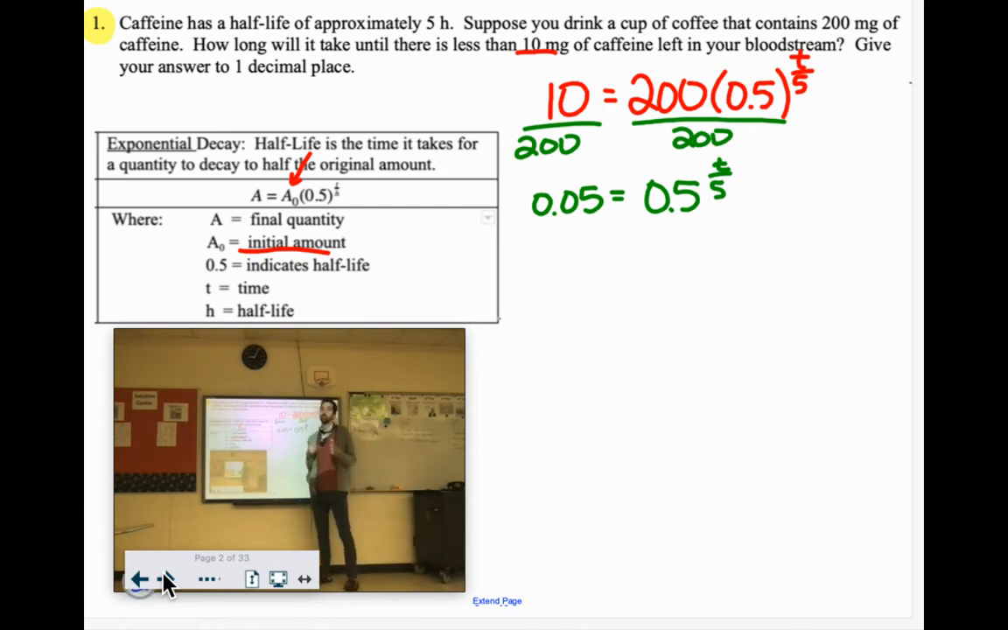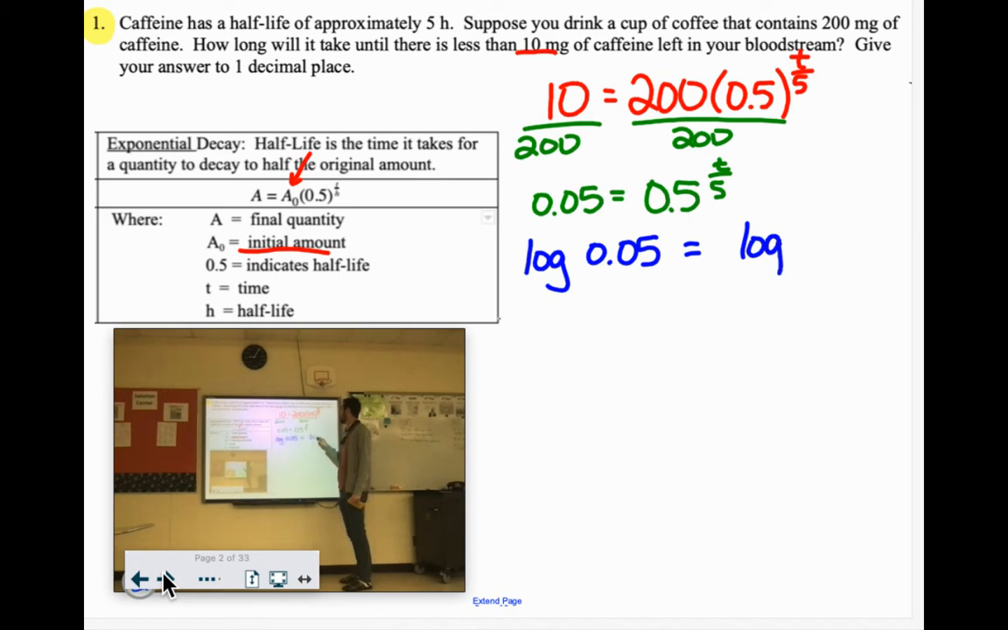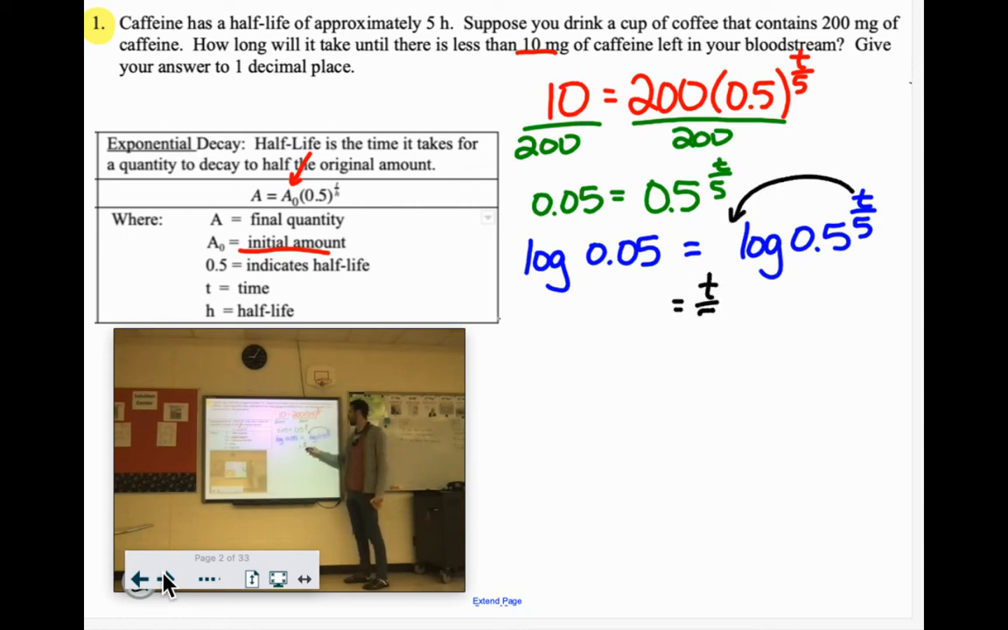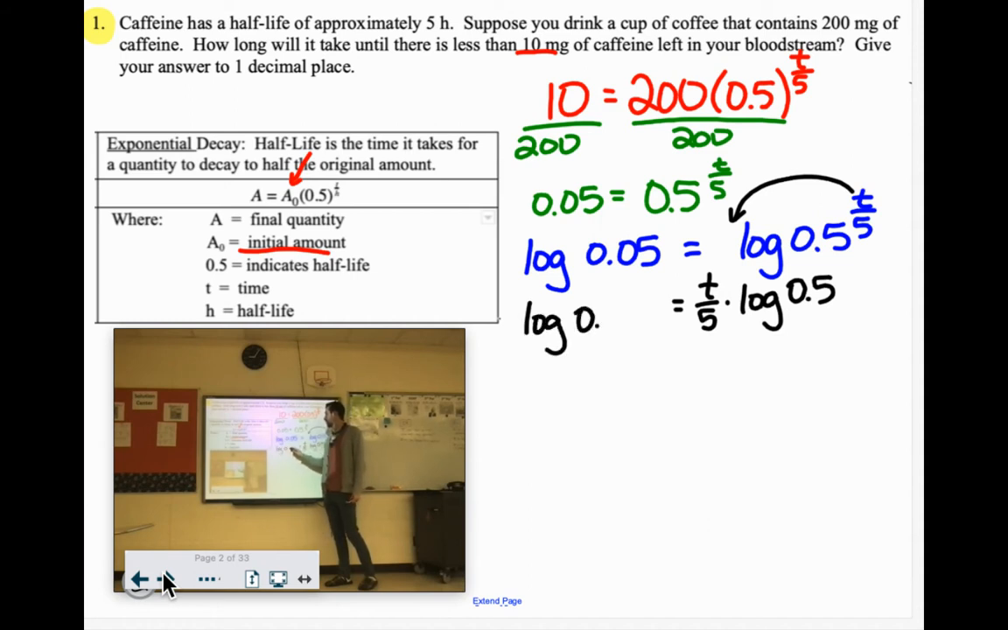All right, now, 0.5 to the whatever power gives you 0.05. I don't know. So what we can do is log it back. We can log 0.05 as long as we're doing the same thing to the other side: log of 0.5 to the t over 5 power. Now this is the part where we kick that t over 5 to the front, which would make it t over 5 times log of 0.5. That's going to equal log of 0.05. So how are we going to get rid of this times log of 0.5? We're going to divide.